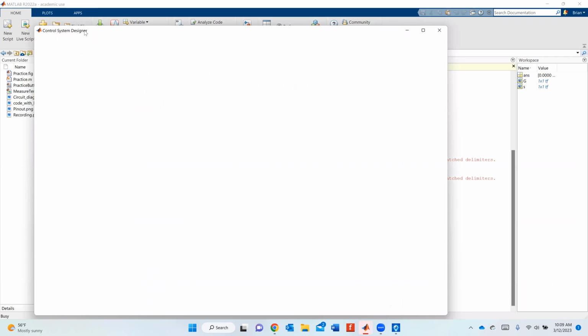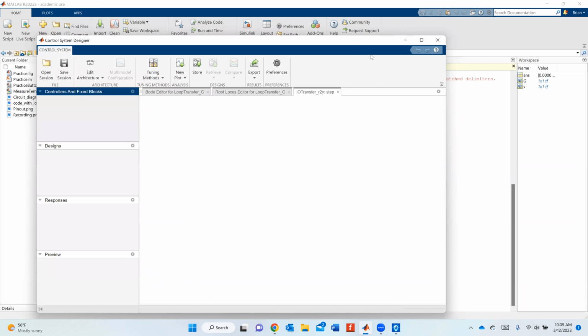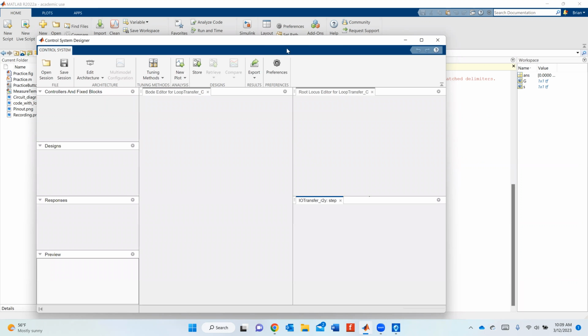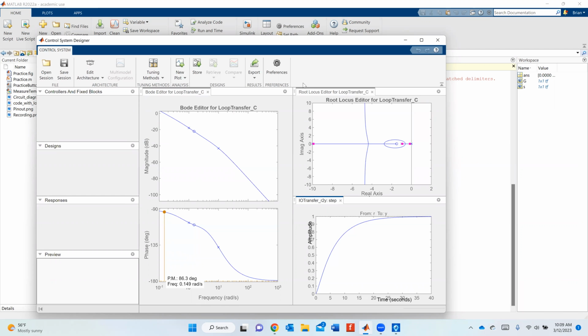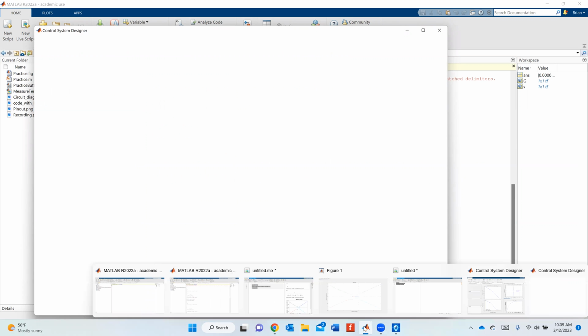Okay. So within our control system designer, it's going to plot the root locus on the left-hand side, and then it's going to plot the step response on the right-hand side. And so what we're basically going to do here is Bode editor. Oh, I think it's pulling up two windows because it was lagging.